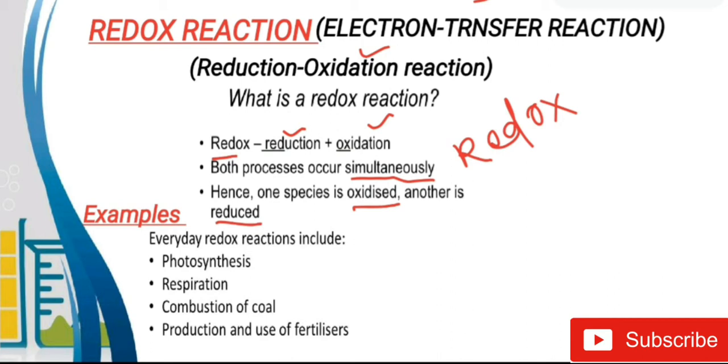The examples of redox reaction taking place in our everyday life are photosynthesis, respiration, combustion of coal, and production and use of fertilizers.